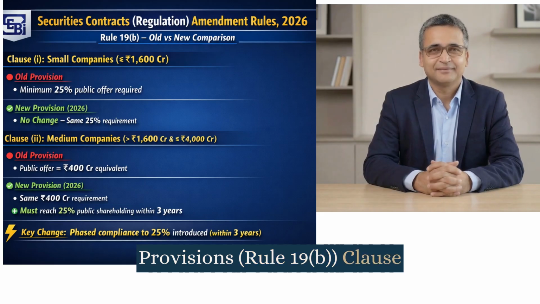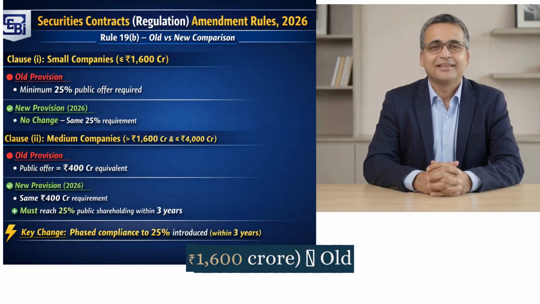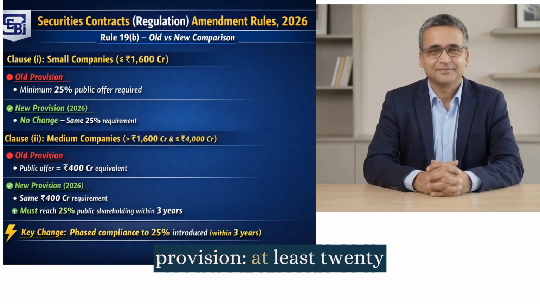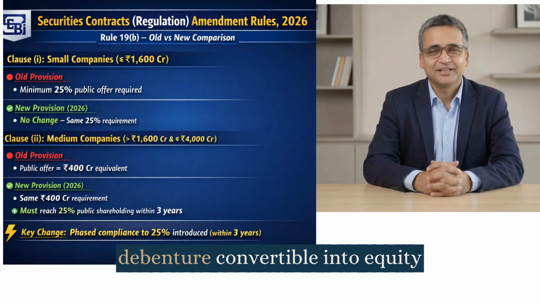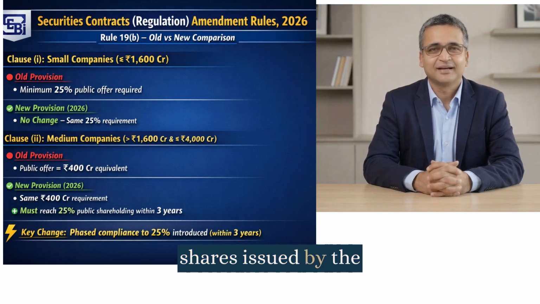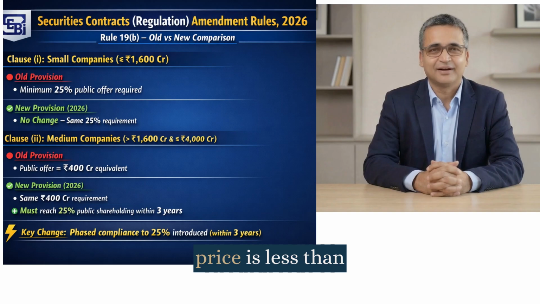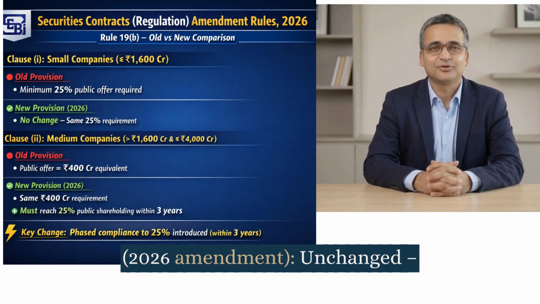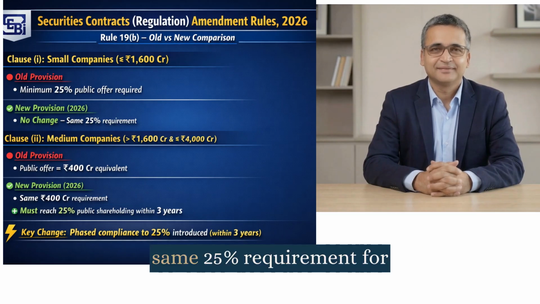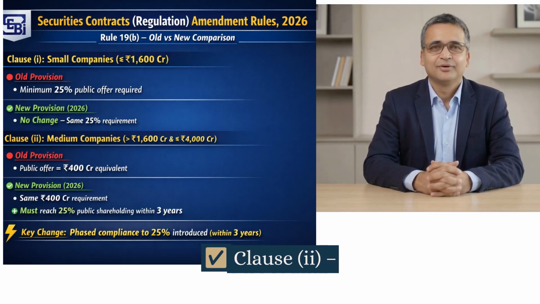Rule 19B. Clause 1. Small companies, up to 1,600 crore rupees. Old provision. At least 25% of each class or kind of equity shares or debentures convertible into equity shares issued by the company if the post-issue capital of the company calculated at offer price is less than or equal to 1,600 crore rupees. New provision, 2026 amendment: unchanged. Same 25% requirement for companies up to 1,600 crore.